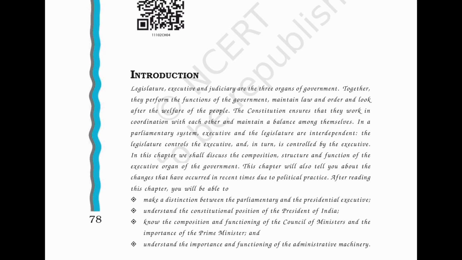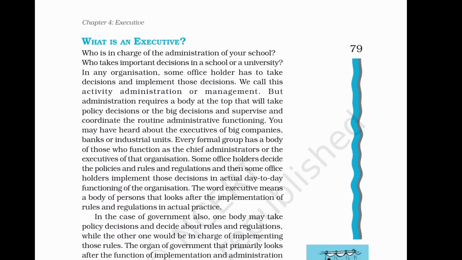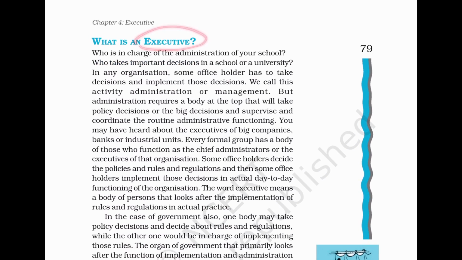Okay. So we understand that yes, these three are the organs of government. They perform the functions of government, maintain law and order, etc. This is what you already understand. Chaliye, firstly, though, we have to understand what is executive, like we have understood what is legislature. I've already explained to you what is legislature.